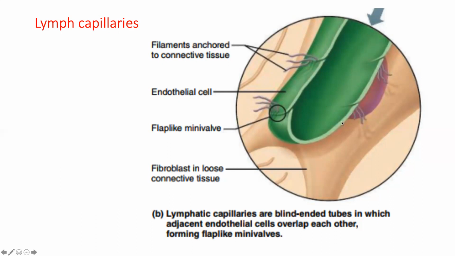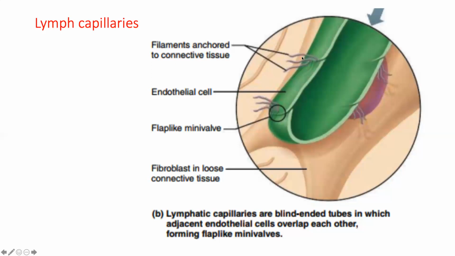But the similarity is they are also made of endothelial cells, flat cells. And you can see one endothelial cell is resting on another, like our roof tiles. Like one is resting on another, one is resting on another. And these endothelial cells are attached to surrounding connective tissue, surrounding cells and connective tissue via filaments.